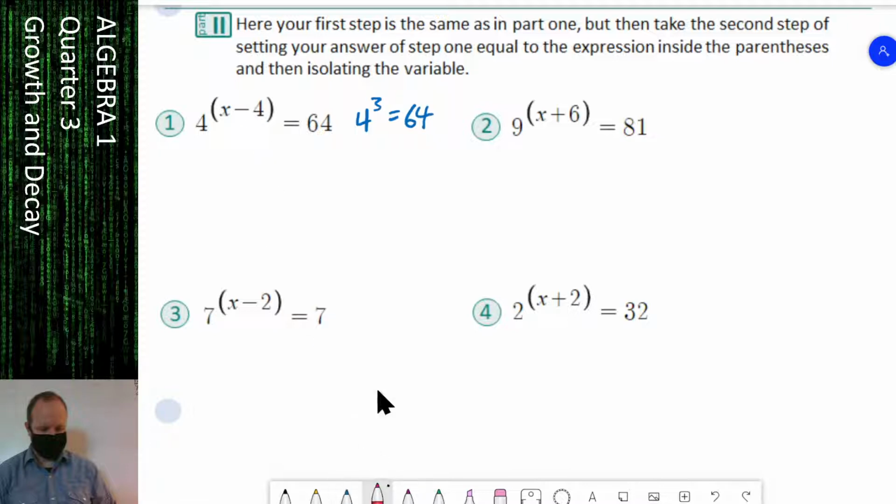So what we're going to do is set everything in those parentheses equal to 3. If all of this is equal to 3, then that should be a true statement over here, right? So underneath, go ahead and write x minus 4 equals 3.